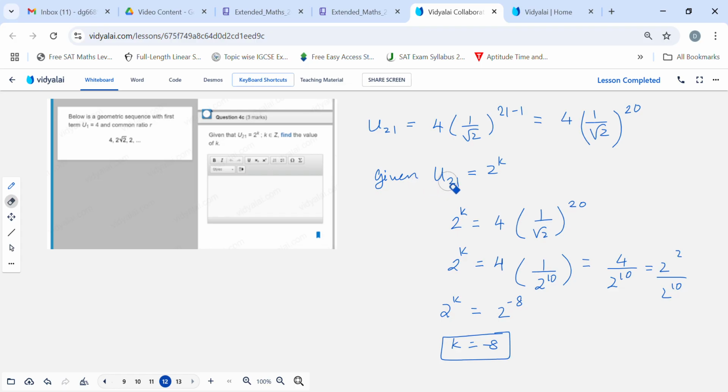Now given that u21 is equal to 2 raised to k, so 2^k is equal to 4 times (1 by root 2)^20. So 2^k is equal to 4 times 1 by 2^10, because (1 by root 2)^20 is 1 by 2^10. Now this can be rewritten as 2^2 by 2^10. So 2^k is equal to 2 to the power minus 8, or k will be negative 8.